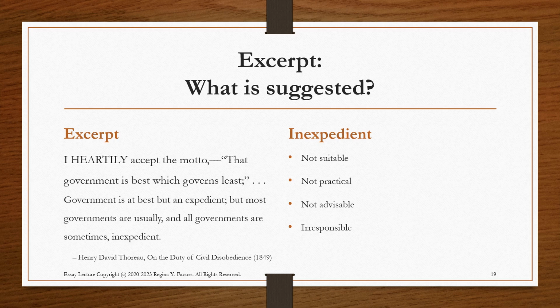So then the inexpedient aspect, but most governments are usually, and all governments are sometimes inexpedient, meaning that the means to the end has some immoral qualities. We want to leave Europe, or we want to leave from another continent and go to another continent and create our own laws and have our own country, leave the mother country and become our own country. And we're going to do that by taking people from their land. Well, that's inexpedient. That's not suitable, not practical, it should not be advisable.